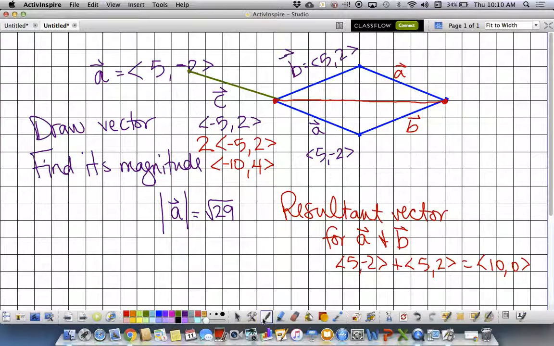Okay? But that would be the component. Scalar multiplication is not hard, just multiplying a constant number times the components of a vector. Okay? Yesterday we did a lot of the magnitude, finding the distance.